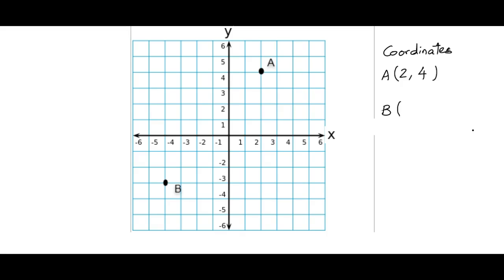Now let's move to point B. The most important thing is when we start writing the coordinates, we always start with the x value followed by the y value. So the x value for point B, as we notice in this diagram, is -4. And the y value for the coordinate for point B is -3. So (-4, -3). And that completes the coordinates for points A and B.